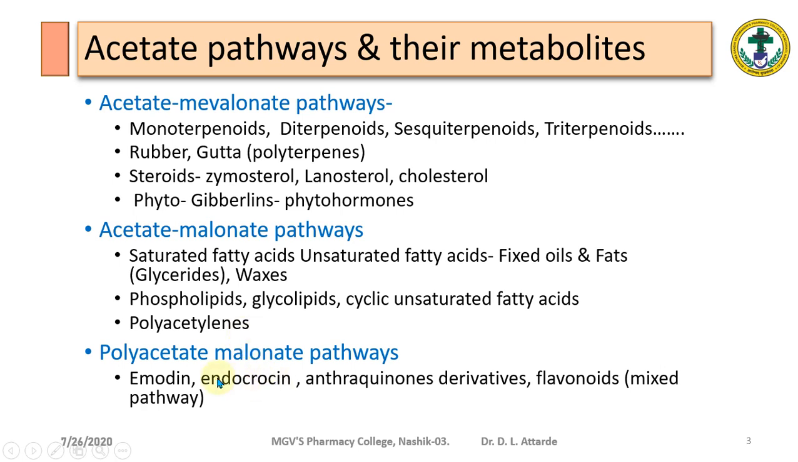Now in this session we are going to deal in more detail with the polyacetate malonate pathway. This gives metabolites, mainly anthraquinone derivatives, with the formation of its precursors endocrocin and emodin, and flavonoids, which form through the mixed pathway in which polyacetate plus shikimic acid plays a major role. So we are going to deal with this.